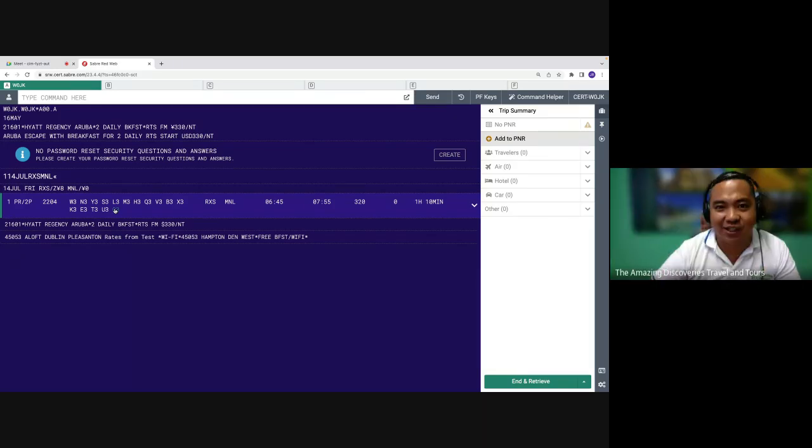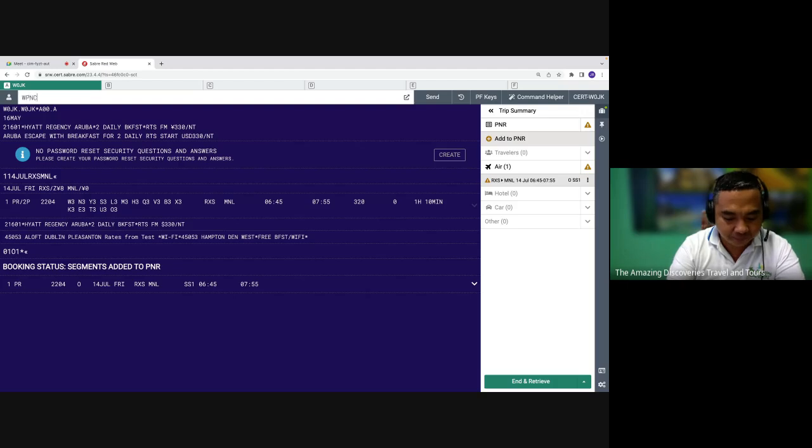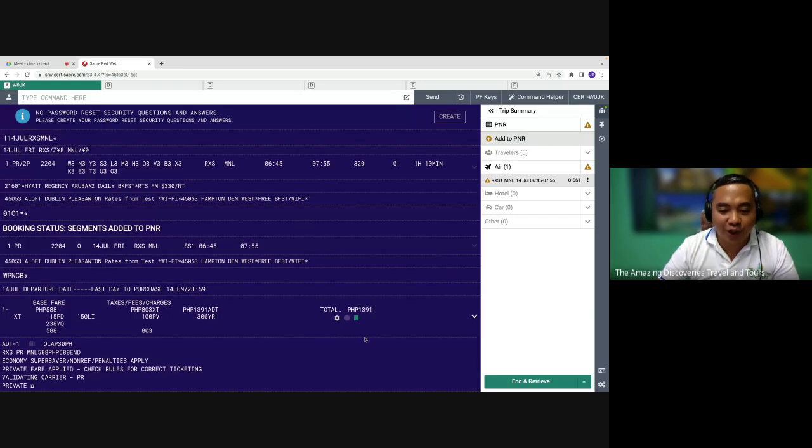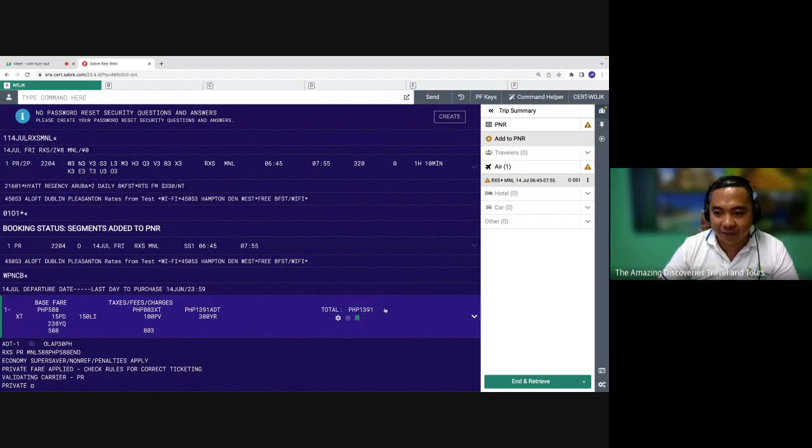Let's check the price, okay? Hindi ko pa ni-discuss sa inyo, pricing pa ni siya, pero ipakita ko sa inyo ang price. Let's check ang flight nga Roxas to Manila on July 14, si Oscar ang aton nga seat nga gamiton. Let's check kung pila. Ang price ni Oscar, how much? 1,391. Very good.